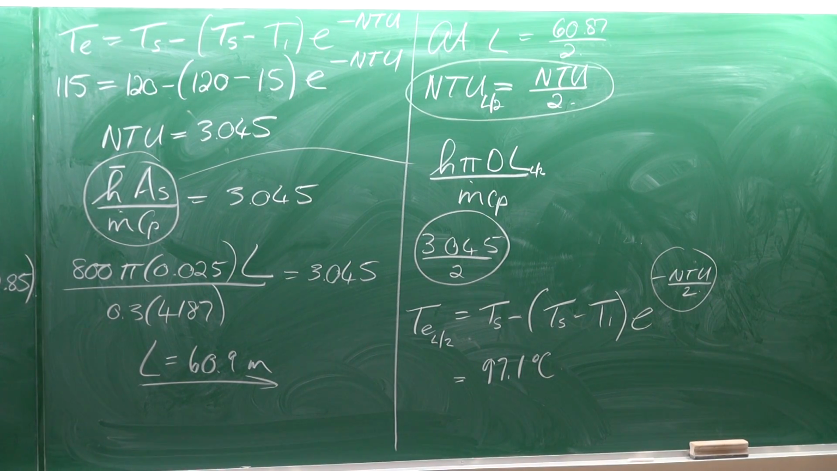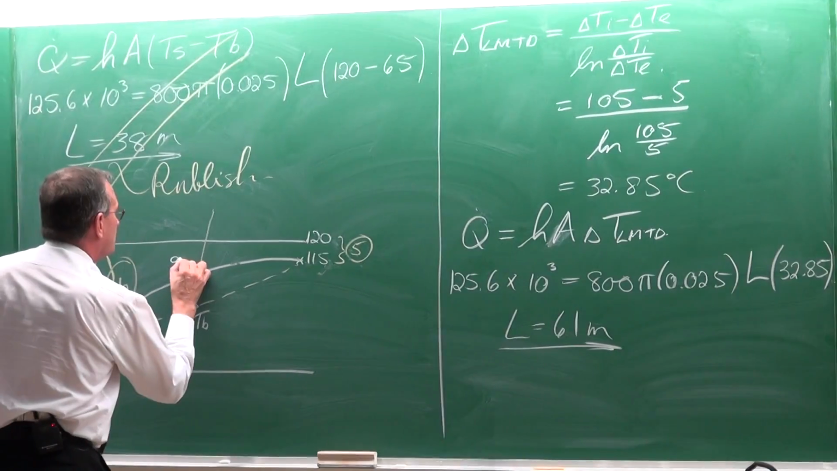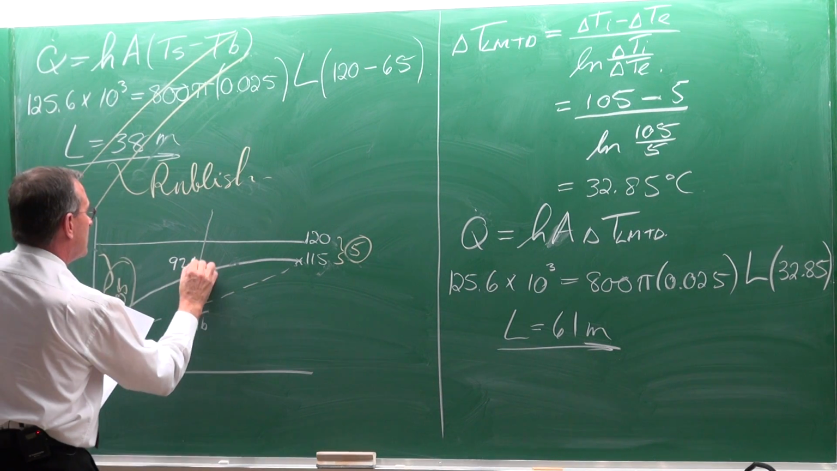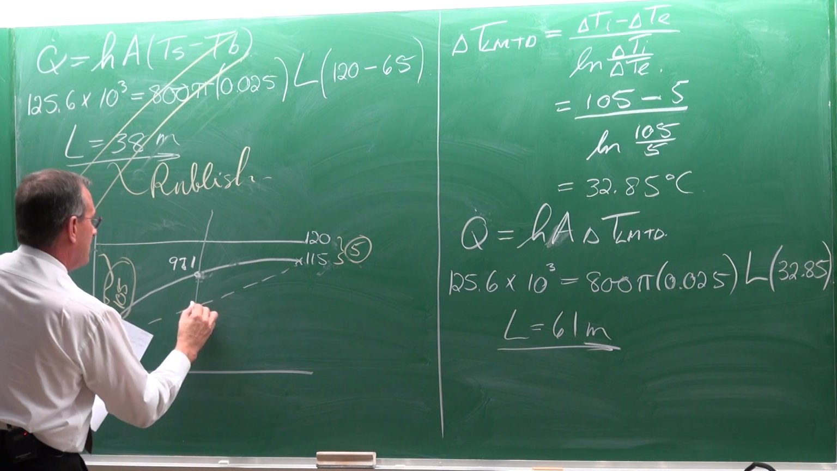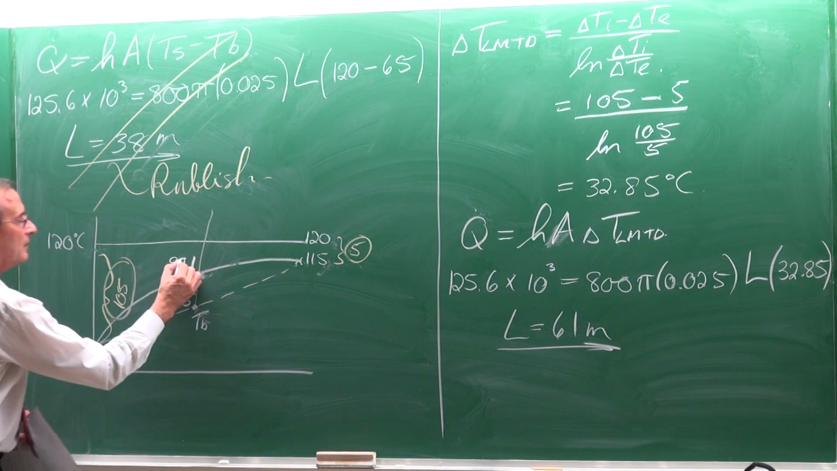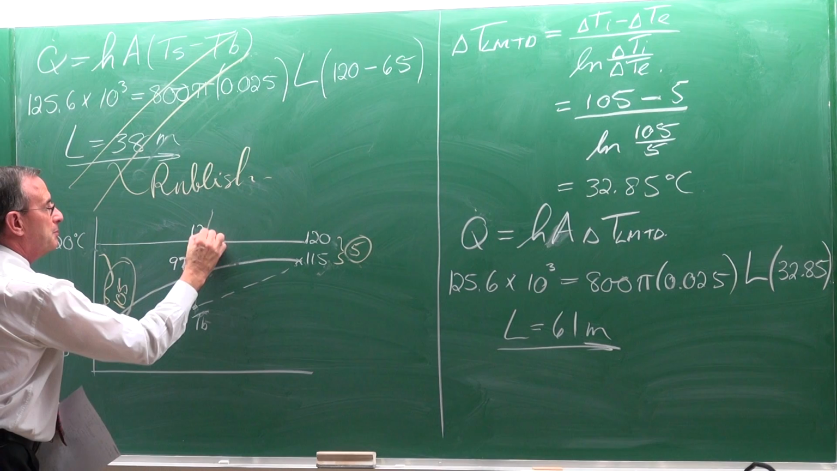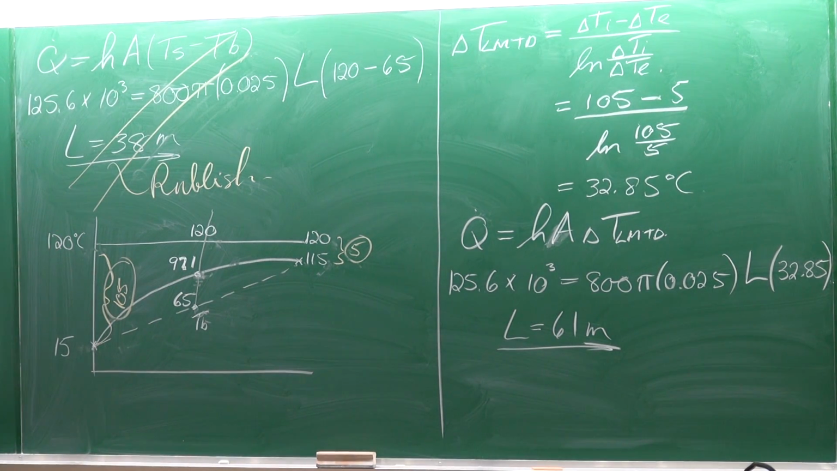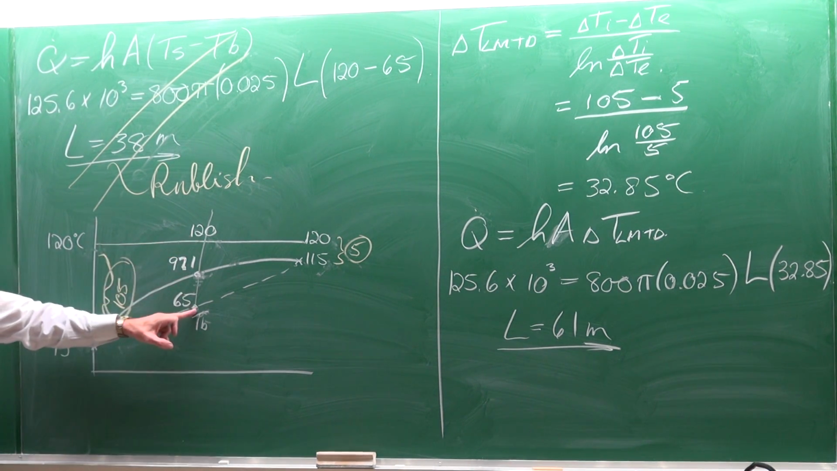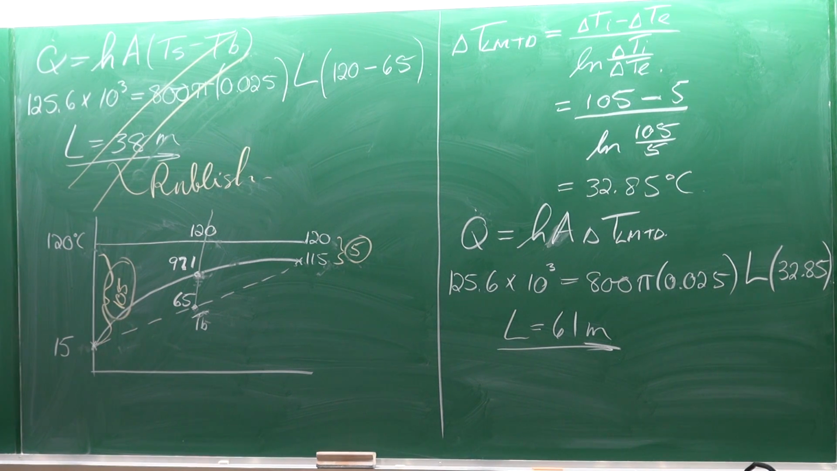So if we go and put it in here, then that temperature would be 97.1. And that temperature would be 65. And that temperature would be 120. So now you can see why it is so important that you use the LMTD and not that temperature difference. If you use that temperature difference, it is not going to be correct.